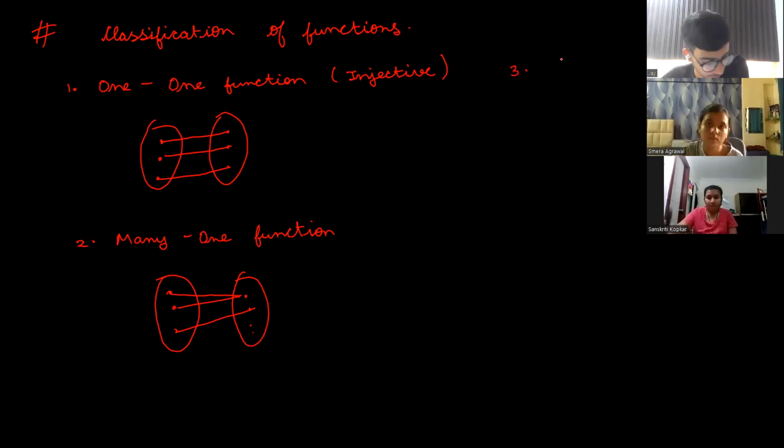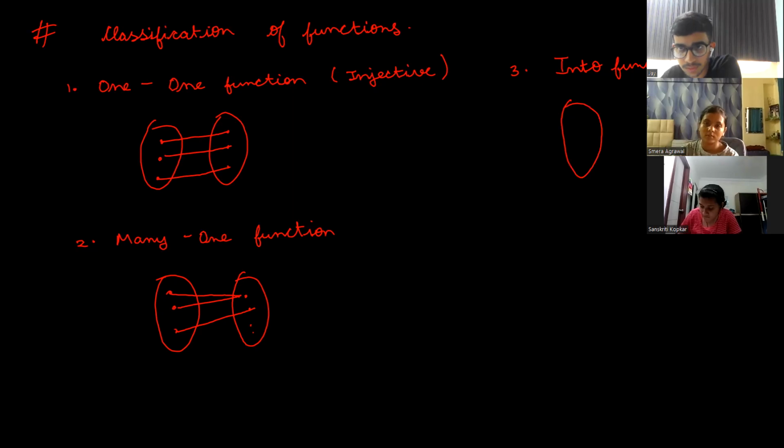Okay, the third one is into function. So into function are those functions when the elements in B are left out. मतलब ऐसा कोई भी एलिमेंट नहीं है A में जिसकी इमेज B के कोई एलिमेंट से मैच कर रही है. I mean, rather, diagram से ज्यादा बेटर समझ आएगा.